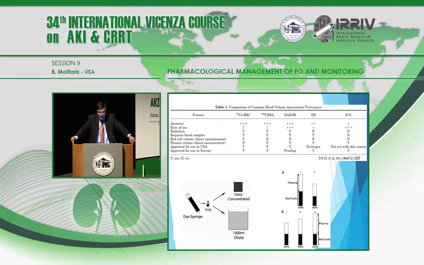We have Evans Blue no longer. And we have ICG that is, I think, less accurate than the Daxor, the labeled albumin. And all of these work on a dilution principle. You can see in the lower left-hand corner there, volume times concentration equals volume times concentration. So if you inject a known volume with a known concentration, you can then subsequently measure the concentration in the plasma, and you know how much has been diluted.